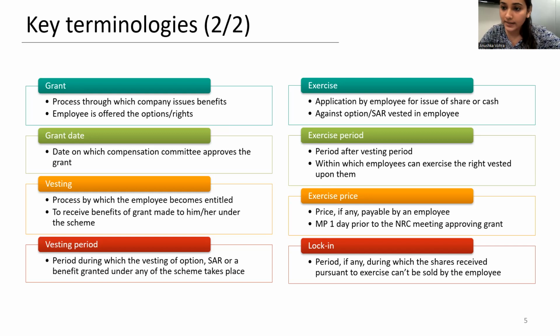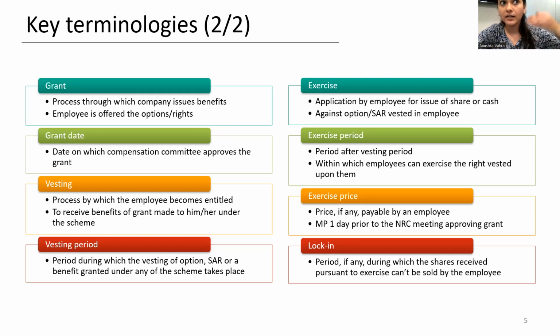That is, for example, if I have been granted some stock options today, which is August 1, 2023, those options will not vest in me before 31st July 2024. So there's a minimum vesting period of 1 year. There's no maximum vesting period, which is, it's on the company's discretion to have the vesting period.